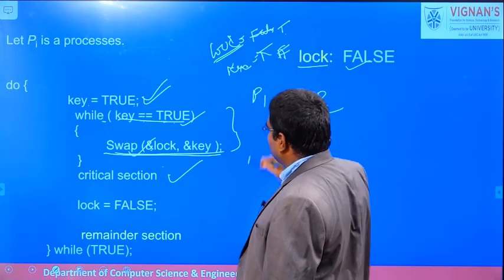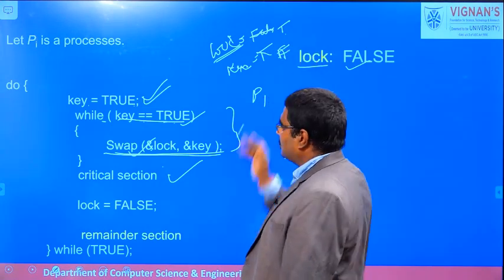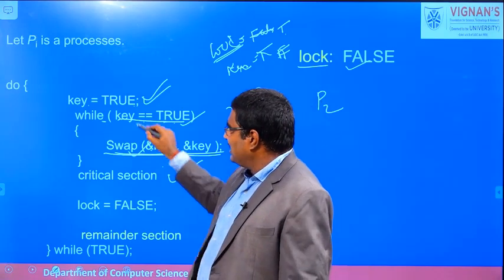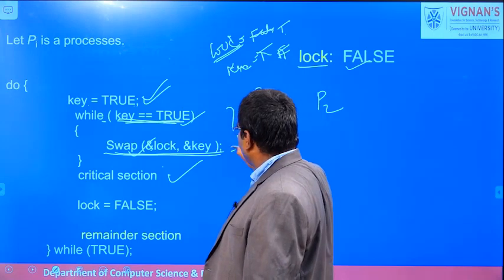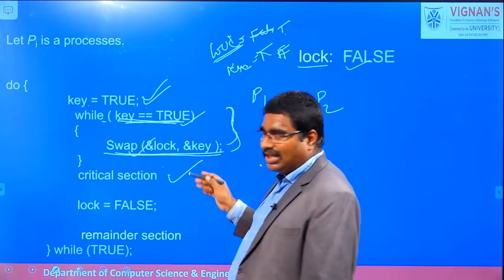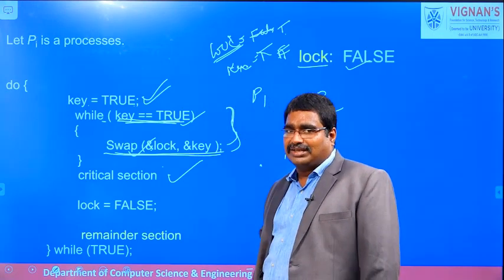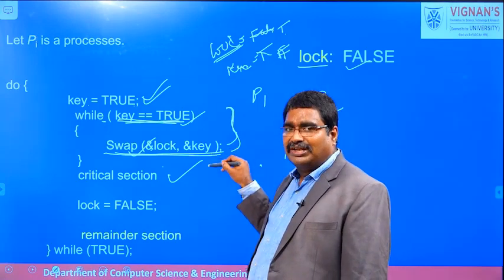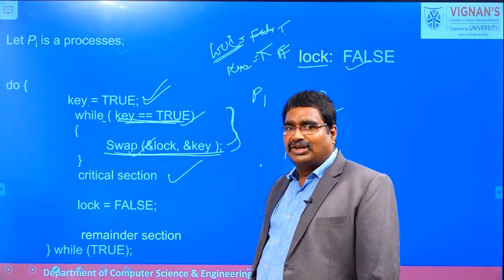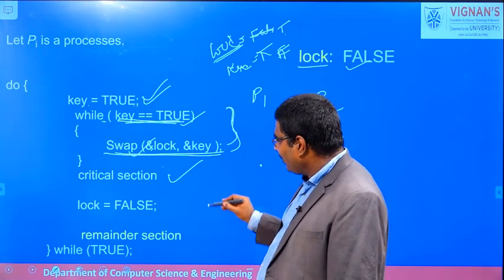Key value is true and lock is true. After swapping, both are still true. So no matter how many times it calls swap, the key value stays true. P2 is in busy waiting and is not allowed to enter the critical section. If P1 is already in the critical section, no other process that wishes to enter is allowed in.